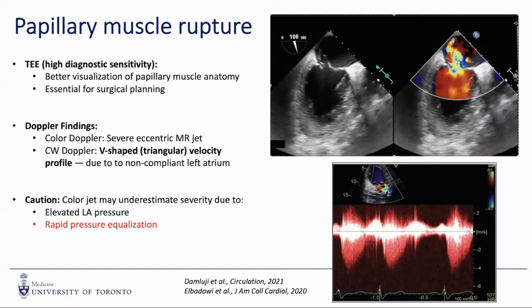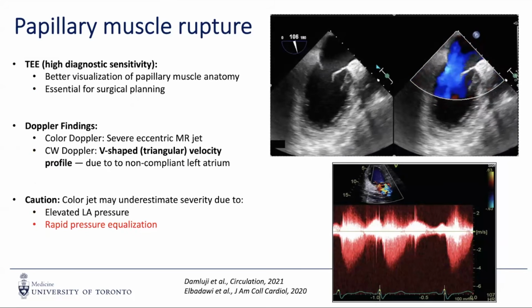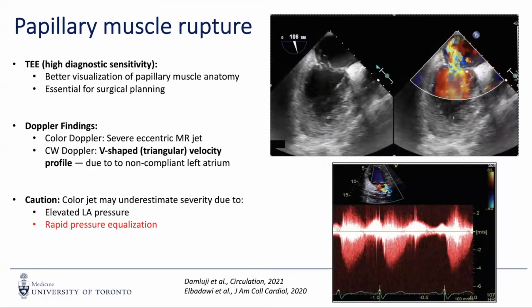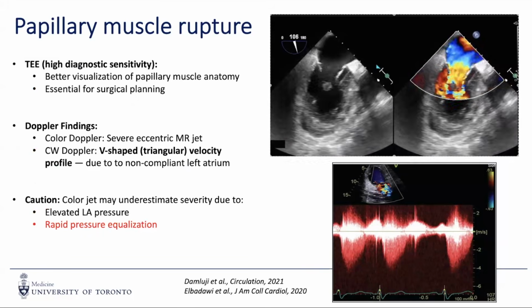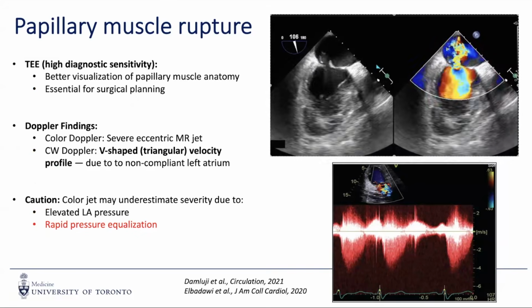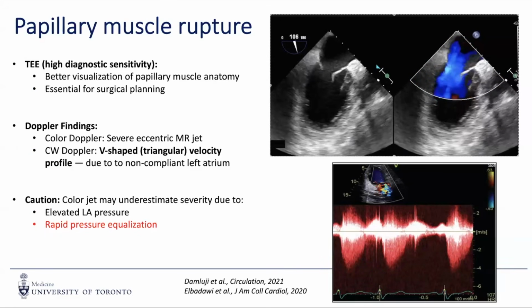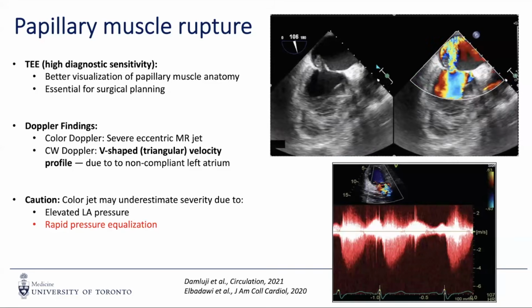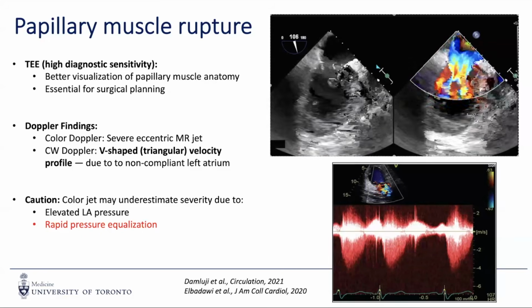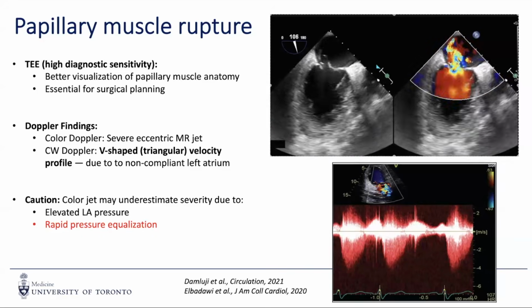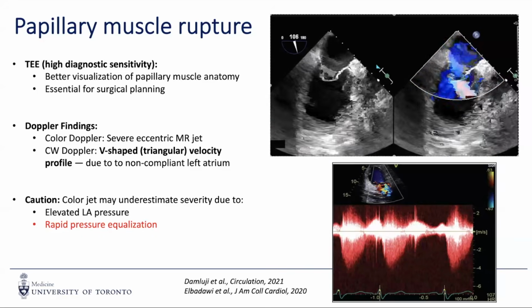With CW Doppler, you have this beautiful V-shaped pattern that you're able to see. This is in contrast to the more circular, or more linear, pattern with classic chronic MR. The reason that it's different is because in those cases you have lack of compliance of the left atrium because of how acute it is. And once again, as I mentioned, the color might be underestimated just because the pressure is rapidly equalized.